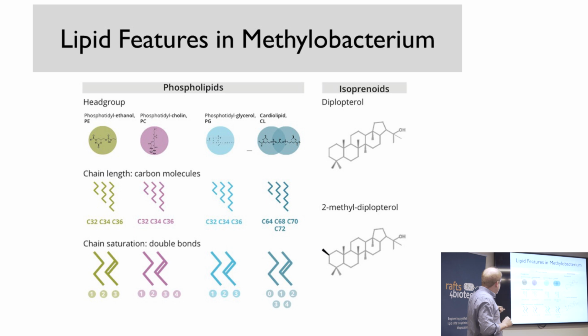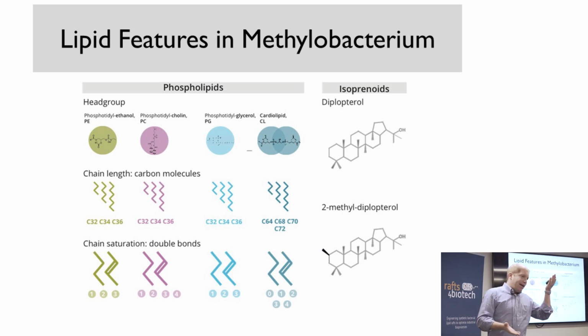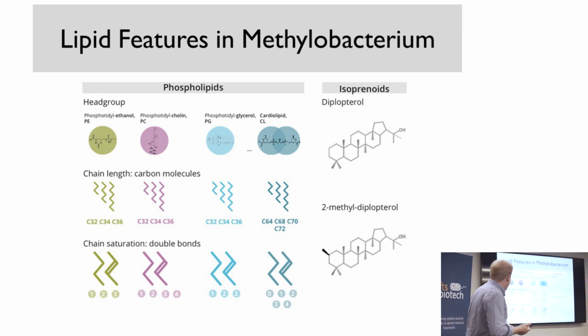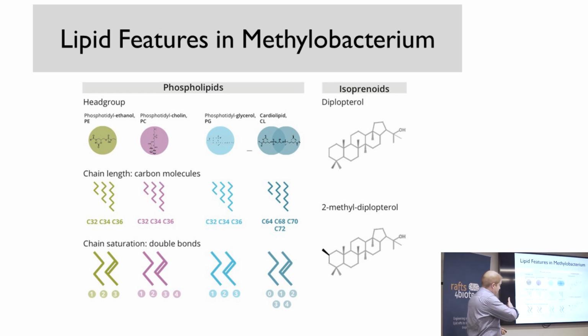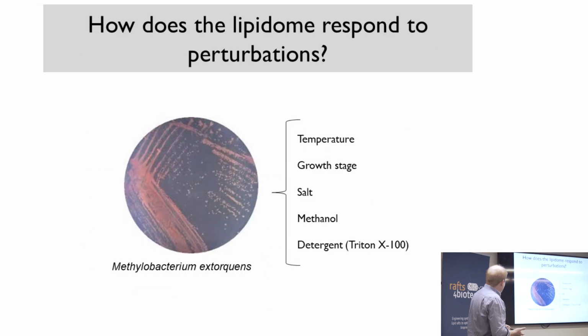Chain lengths, we see some variation. The total chain length ranges between C32 and C36, and these are variants of fatty acids with C16 and C18. And then we see chain saturation. They could have any number of double bonds per lipid from 1 to 4. When we tabulate all of these structures, these lipid features that we can measure together, we have about 27 species of lipids that we measure.